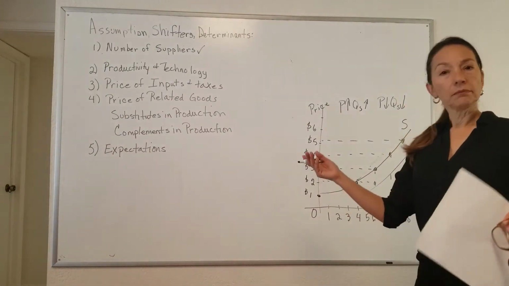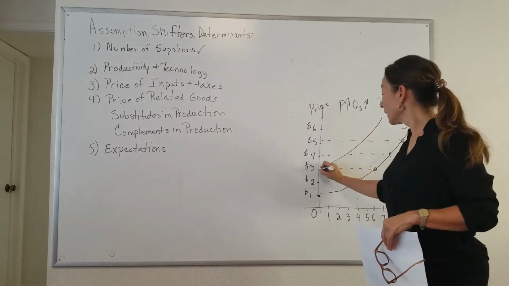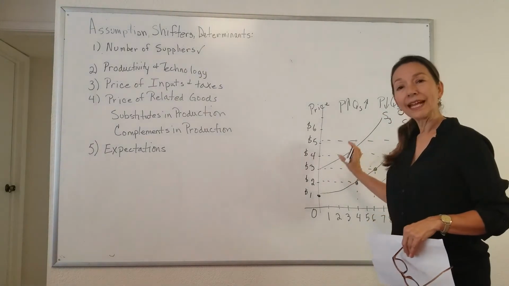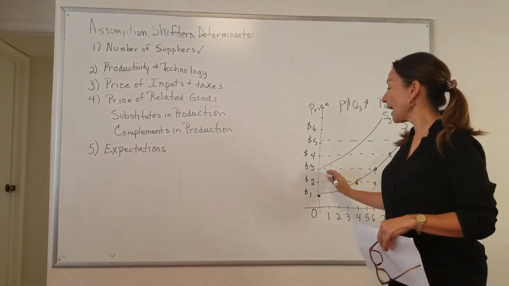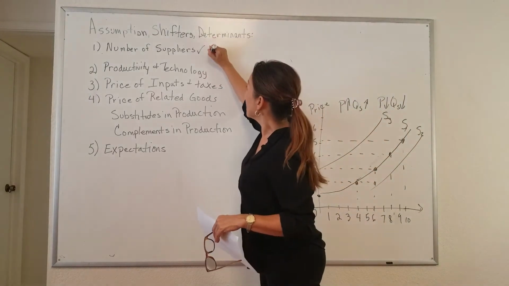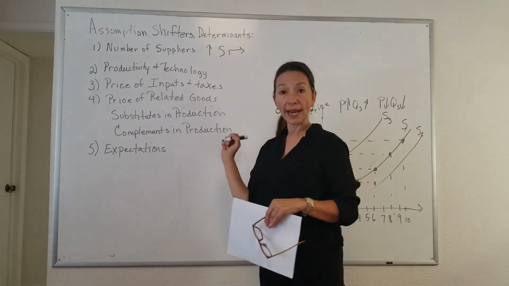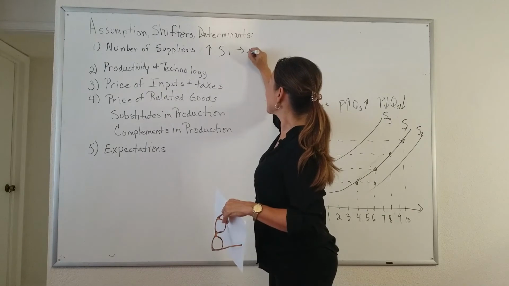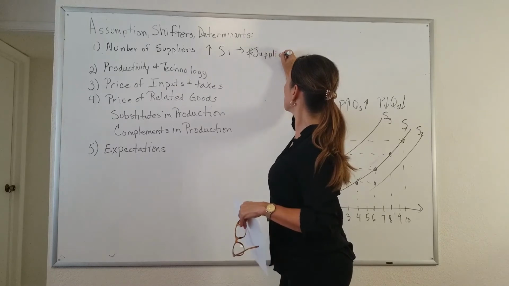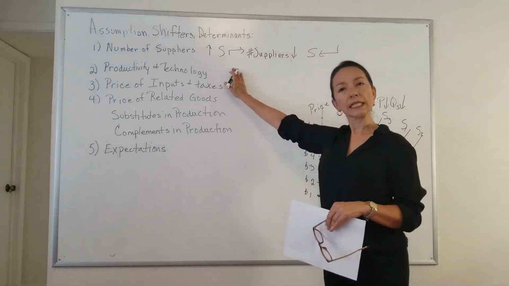Alternatively, let's say ice cream shops have to close down. If they have to close down, that supply curve will shift to the left and there will be less ice cream supplied at a particular price point. So, under number of suppliers, if number of suppliers increases, we can say that the supply curve will shift to the right. If number of suppliers decreases, the supply curve shifts to the left. So that one's pretty easy to understand.